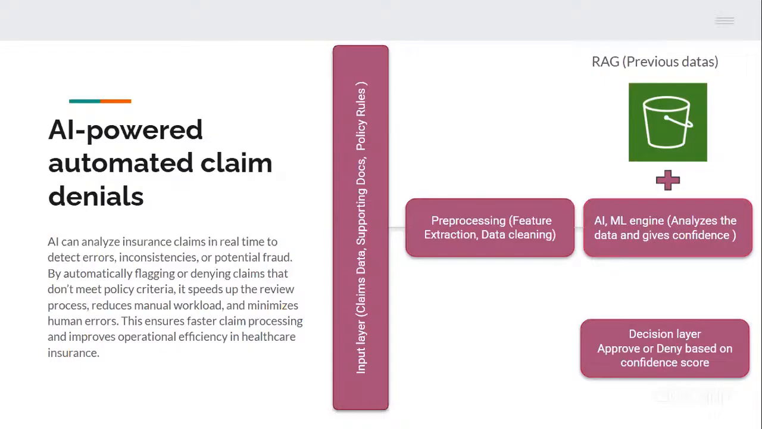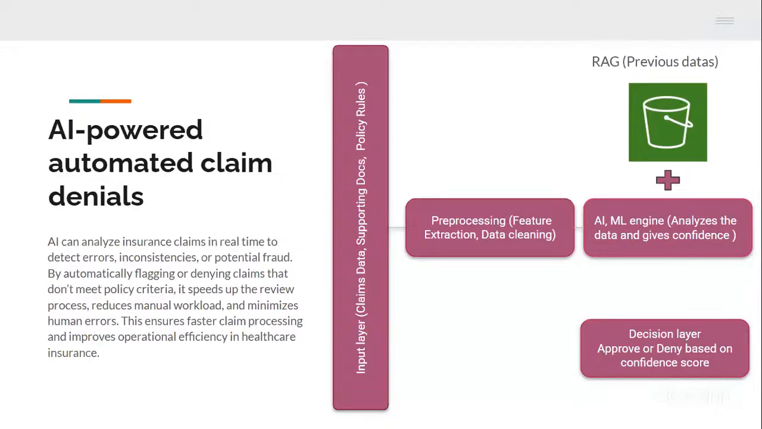Also, it reduces the manual workload. A good hospital has many patients coming, which is a huge burnout for them as well. So it minimizes human errors, and it can also ensure faster claims. AI can't reject the claim directly. Instead, it can approve the claim, but the rejection part will be concluded by a human. So it will flag this.